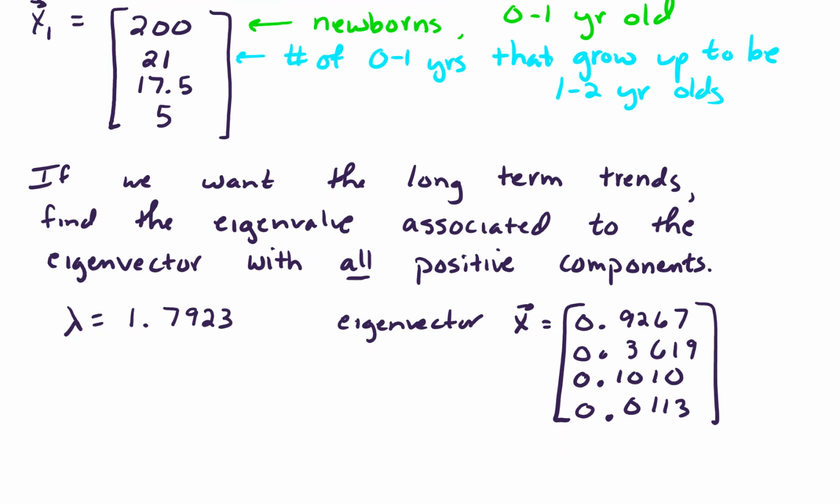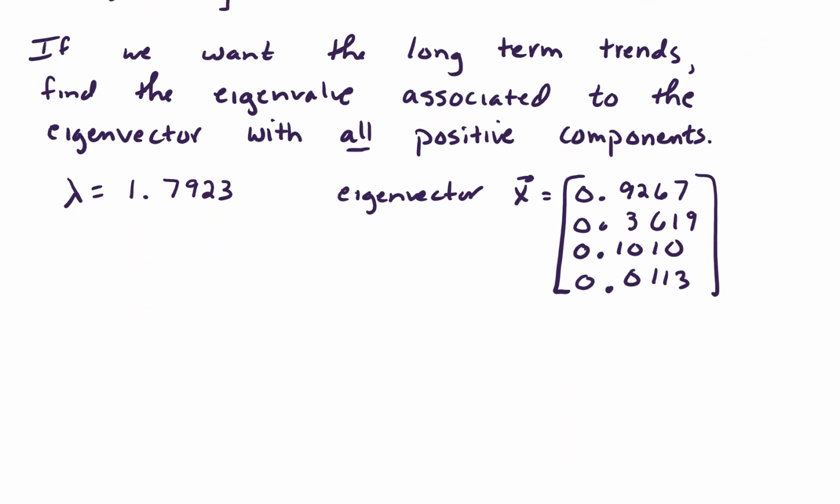Well, what does that tell us? That tells us a couple of things. It tells us the relative abundance of beetles in each of our age classes. So remember, this was our 0 to 1 year olds, our 1 to 2 year olds, and so forth. And viewing the numbers in this form isn't very intuitive or very easy to interpret. So an easier way to interpret these relative abundances of the age classes is to normalize this eigenvector.